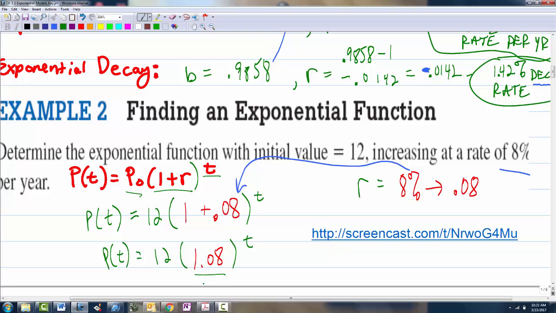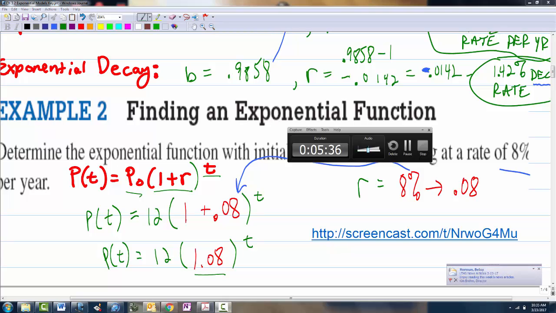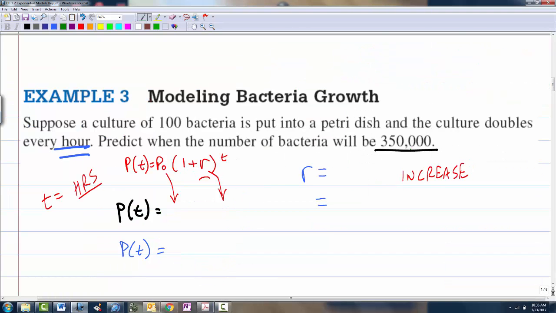So the initial value is 12, whatever that is, and then 1.08 raised to the t. Very simple, right? All right, here we go. Now watch this.